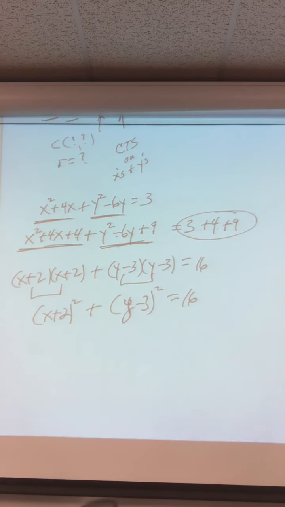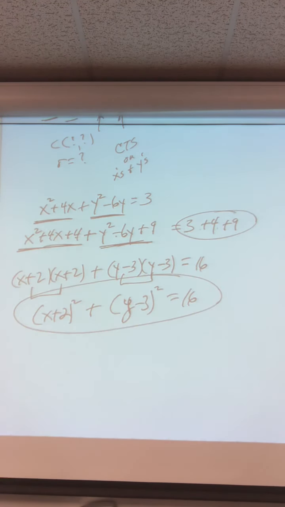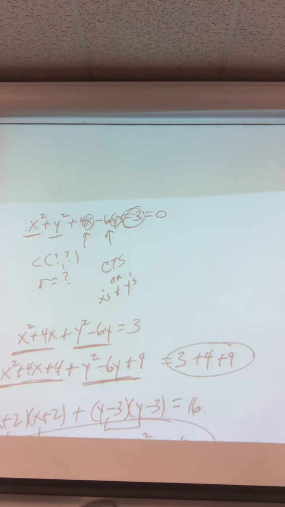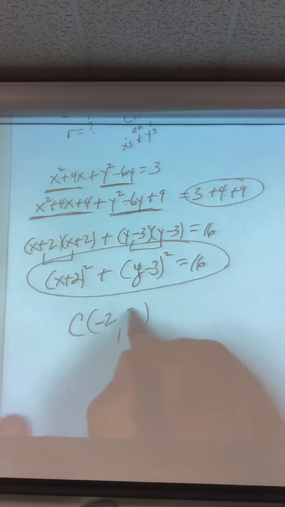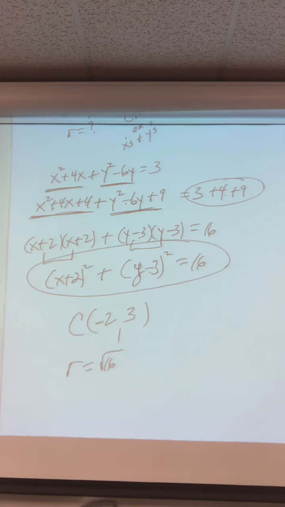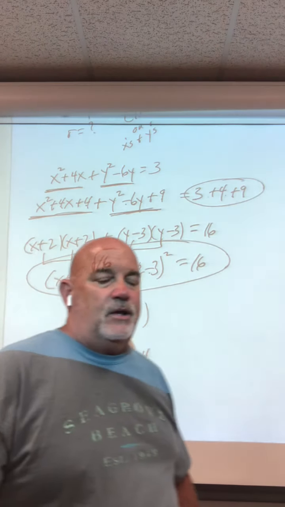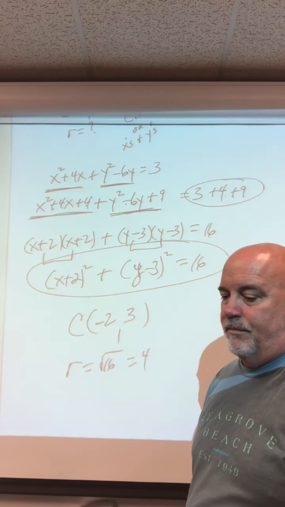Now, this is in center radius form right there. Now, does that look very different than that right there? It sure does. The difference is now I can get the center, take the opposite of this, the opposite of that, and the radius is the square root of the number that's on the end, square root of 16, which is 4. So if you have an extra x and an extra y, you end up having to complete the square to put the circle in center radius form.